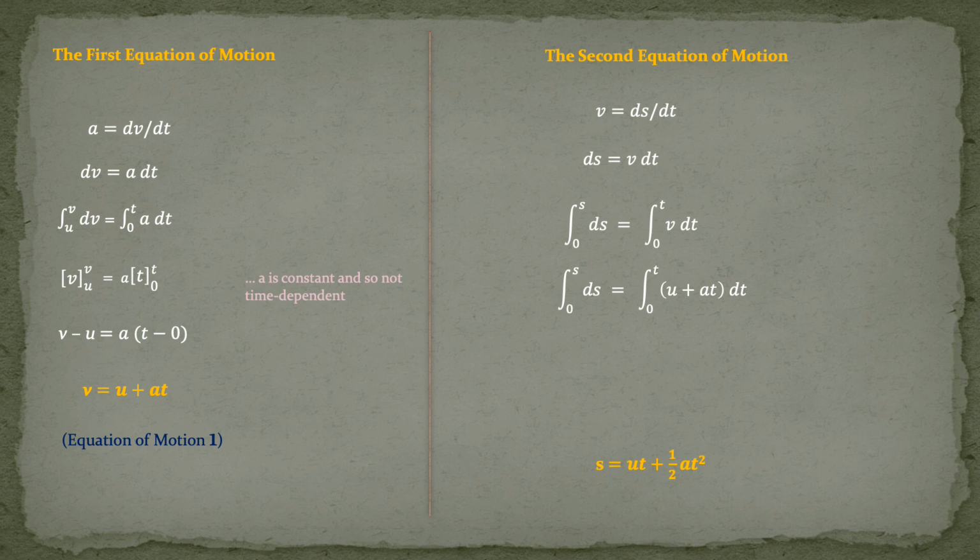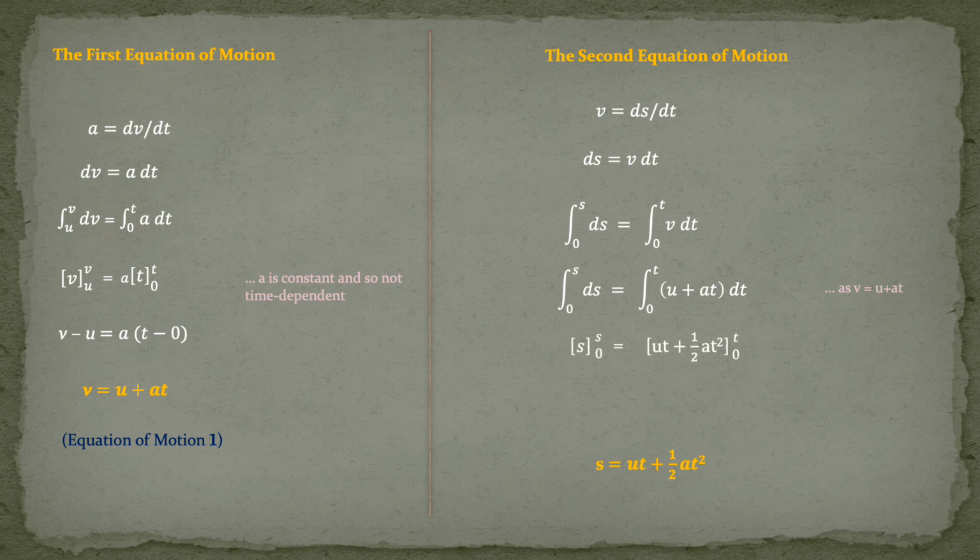Now on the right-hand side at this point, v as it stood did not have a time explicitly shown in it. So we're going to replace the v by substituting for v equals u plus at, the first equation of motion, of course. So we replace our v by u plus at. That then gives us a function of t to integrate.